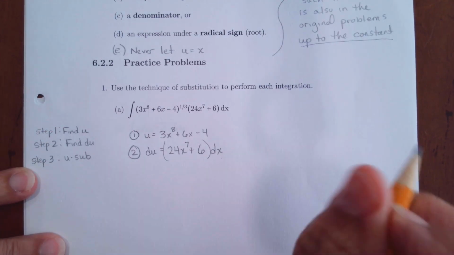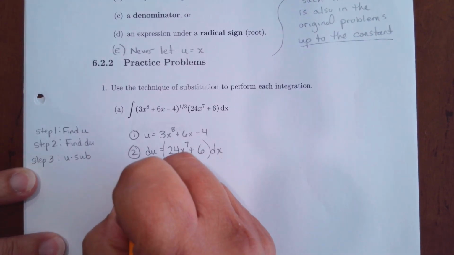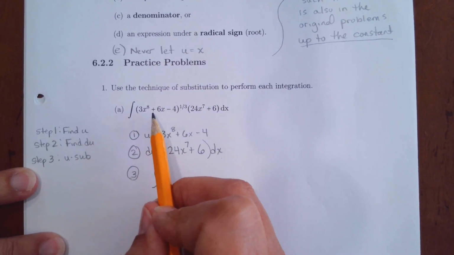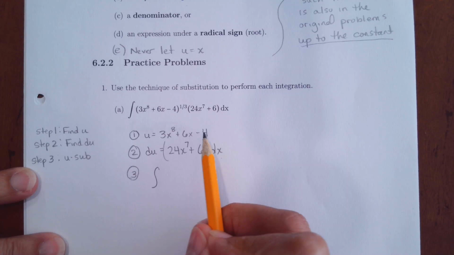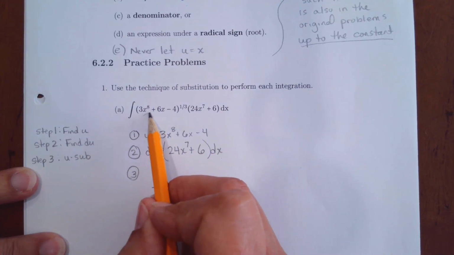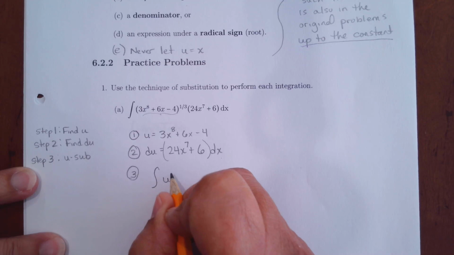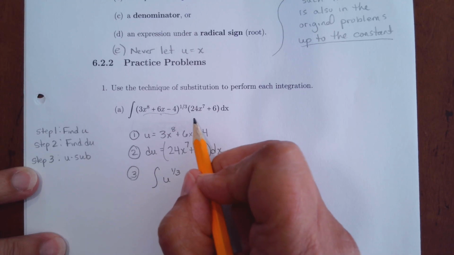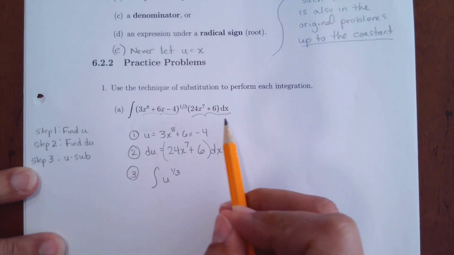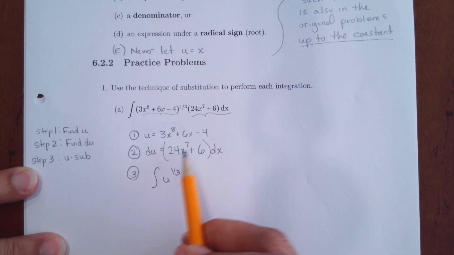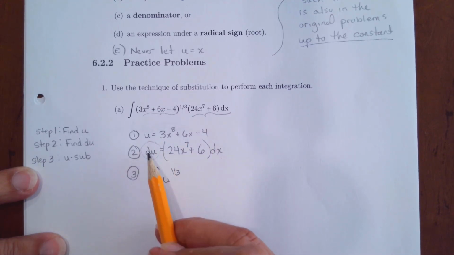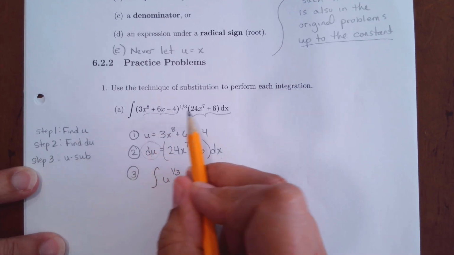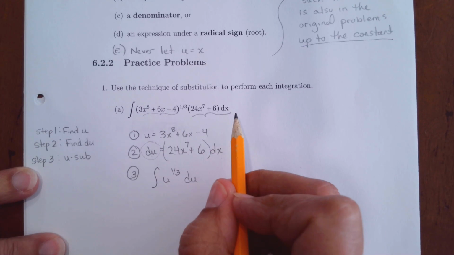Okay, u sub. All right, so we're going to go to the problem. Okay, notice what this is, u. So we're going to substitute in u for this. So we have u to the 1/3. Okay, can't forget that. Then 24x to the 7th plus 6 dx is right here. So we can substitute in this because that equals that. Okay. All right, so that took care of everything in the problem that I needed to. Everything has to be accounted for.